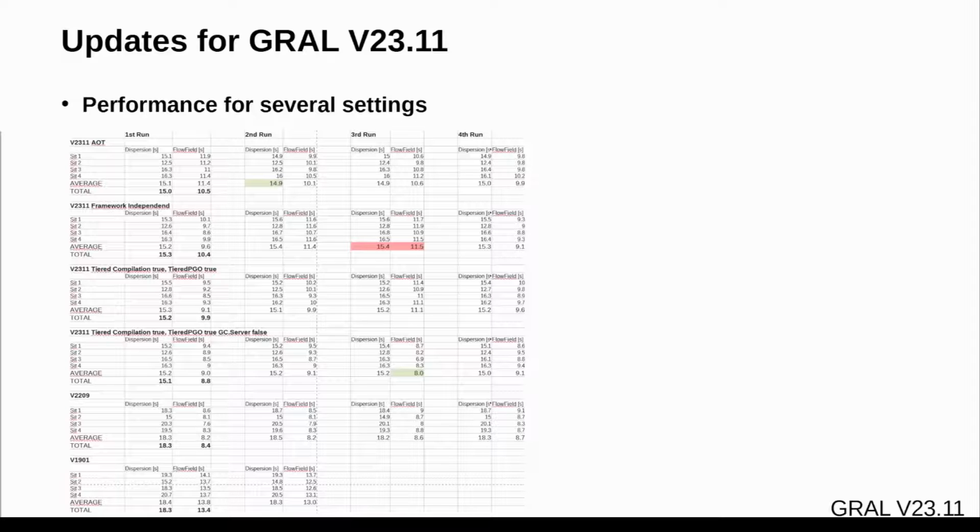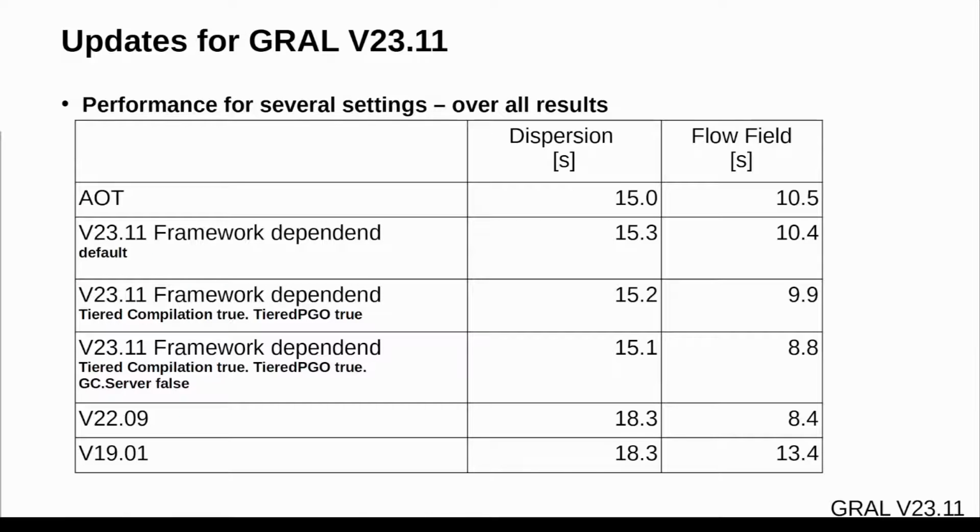Here you can see results for performance calculations for several GRAL versions and GRAL settings. And in the next slide we see overall results. We can see that the dispersion is calculated much faster in the new version. This has partly to do with .NET 8, partly with performance optimizations and bug fixes, which we will discuss later.